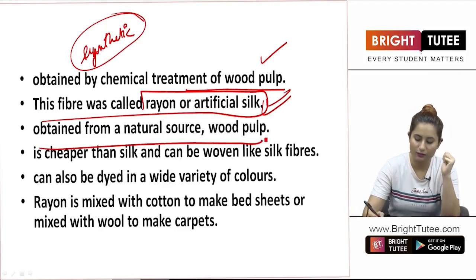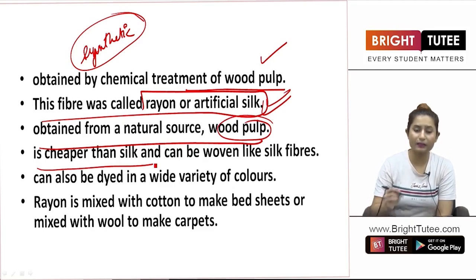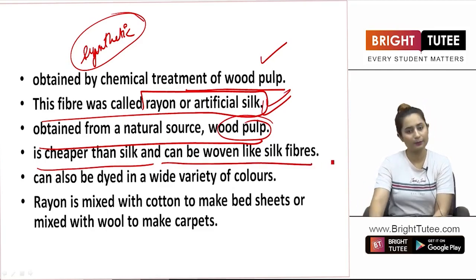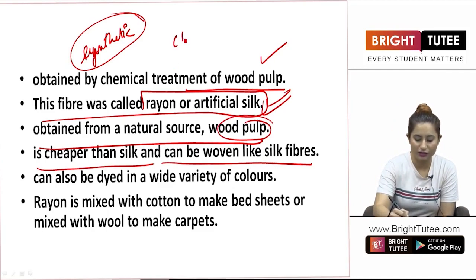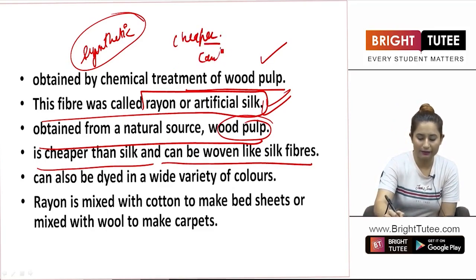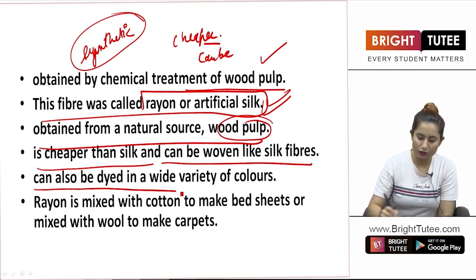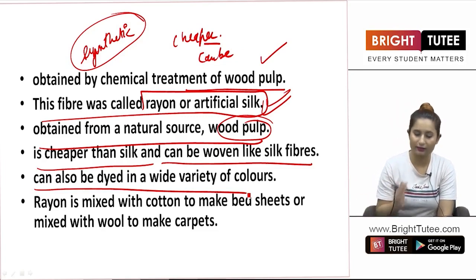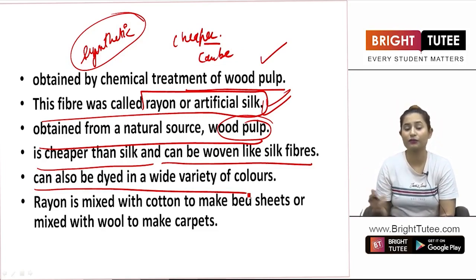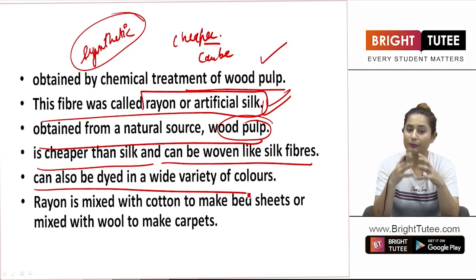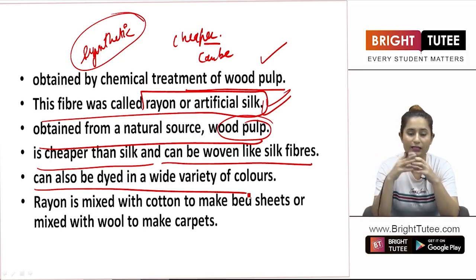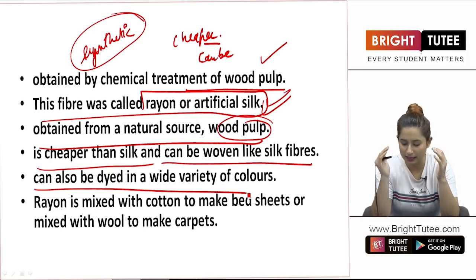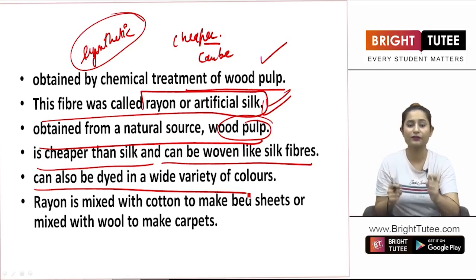Now, it is obtained from a natural source called wood pulp. It is cheaper than silk and can be woven like silk fibers. What is the advantage? Basically, rayon is cheaper and can be woven like silk. Now, it can also be dyed into a wide variety of colors. Silk is not that easy to dye, but rayon can be dyed into a variety of colors to give you different colors in the same cloth, and it has a good appearance. So, this rayon is much more advantageous than silk. Obviously, there are some comparisons in which silk is far better because of its originality. But rayon also stands good and has good properties which are valuable to us because of its cheaper value.